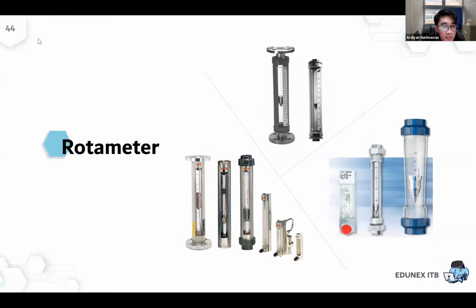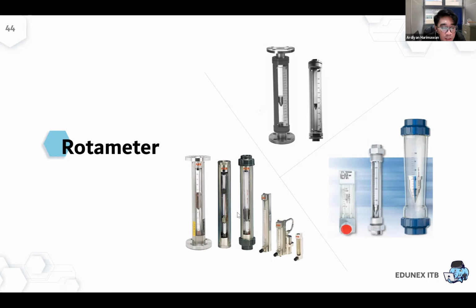Have you ever seen this somewhere at your high school? Maybe? No? No, sir. Not yet, sir. Okay. Basically, this is another type of flow meter. We call it a rotameter, or flow rotameter.